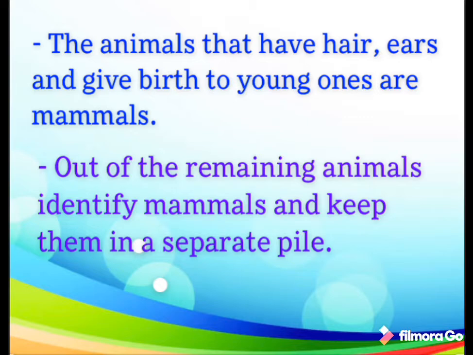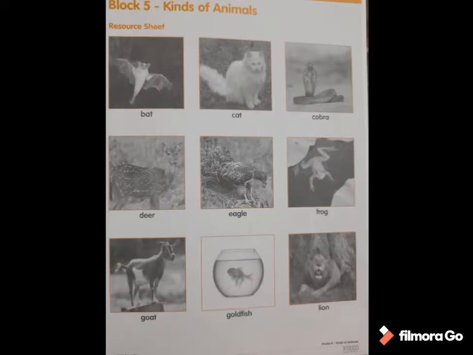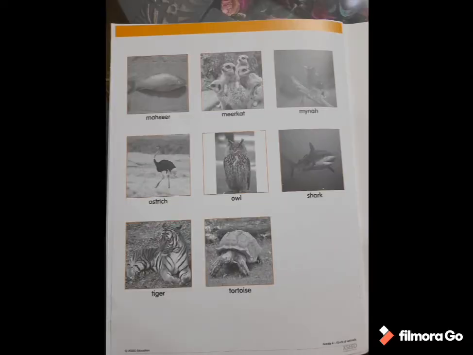You must have heard about mammals. The animals that have hair, ears and give birth to young ones are called mammals. Now you have to identify mammals from the remaining animals in the resource sheet and keep them in a separate pile. For your convenience, I am attaching the resource sheet once again so that you can see and identify different animals.